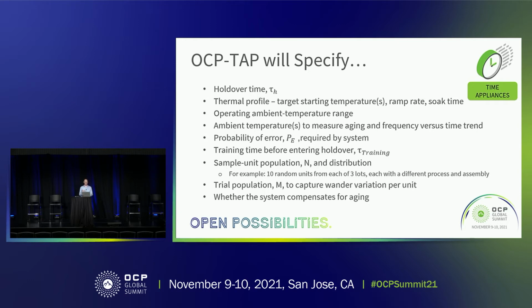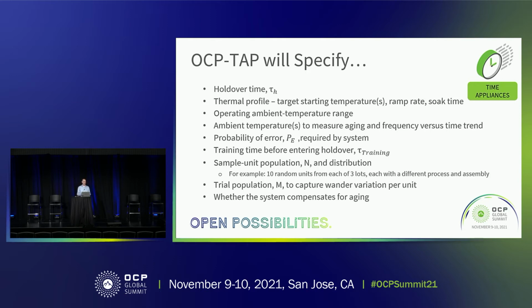This is the ambient temperature the oscillator experiences during the normal application. And then the next 2 bullets, we're talking about specifying the actual ambient temperature that we're measuring daily aging and measuring wander versus time.